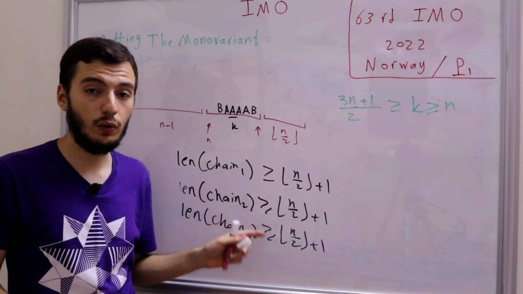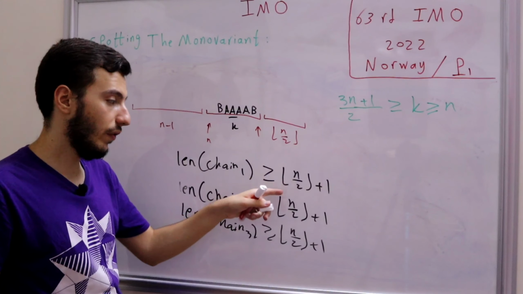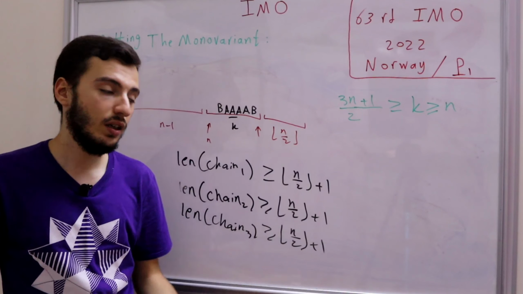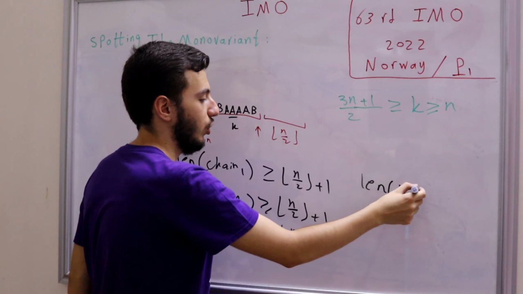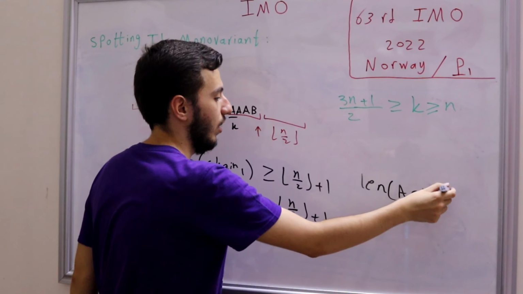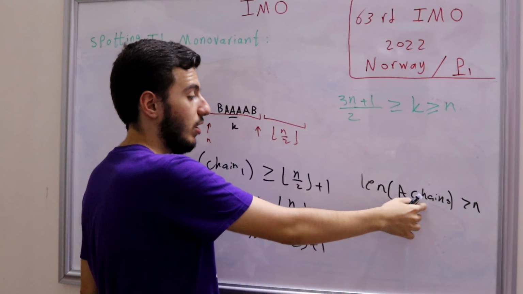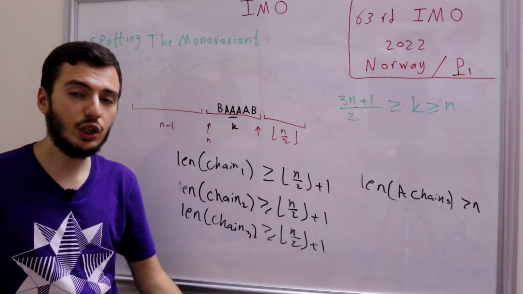That means that the length of the A chain, in total, is greater than floor of n over 2 plus floor of n over 2 plus 2. And that's in fact greater than n. So that means that the number of A coins is greater than n, which is a contradiction.